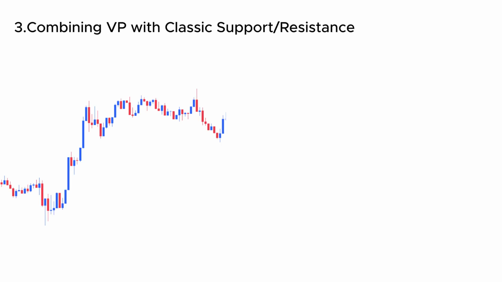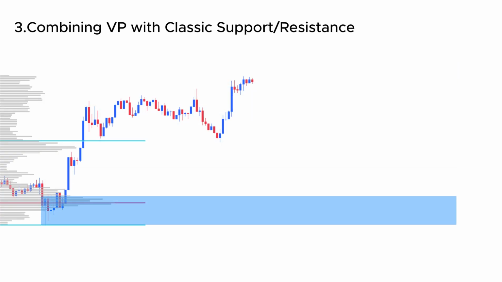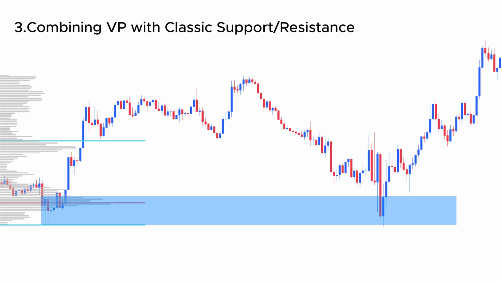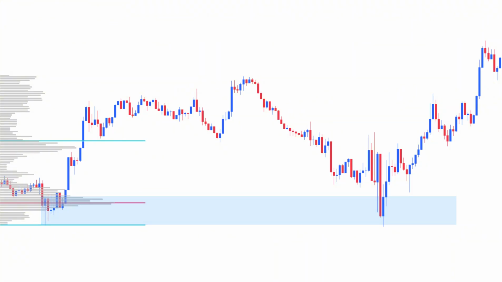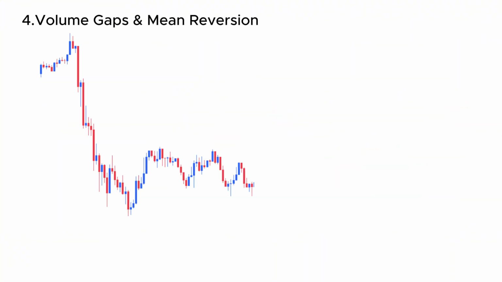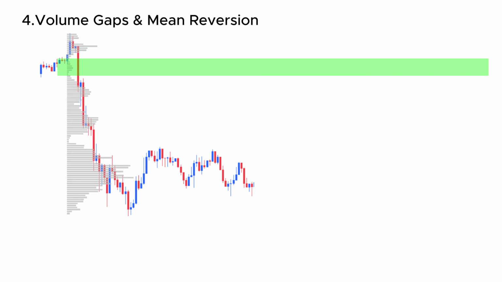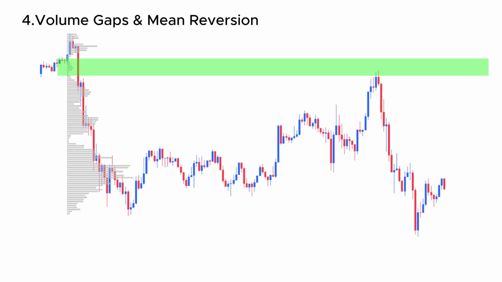3. Combining VP with classic support resistance. When a VP level lines up with a horizontal SR level, that's a high confluence zone. 4. Volume gaps and mean reversion. Sometimes price returns to fill in a low volume pocket, great for fade trades. Think of these low volume gaps like empty highways at 2 a.m. Once a car hits it, boom, it flies.